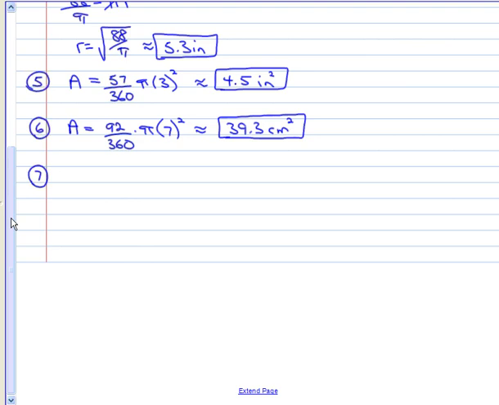Chelsea's baking pies for a fundraiser at her school. She divides each 9-inch pie into 6 equal slices. When they refer to a 9-inch pie, what are they talking about? What is 9 inches? Diameter. That's what they're referring to. So part A, what is the area in square inches for each slice of pie? How will I get the area of one slice?